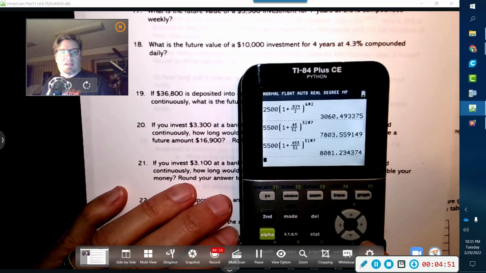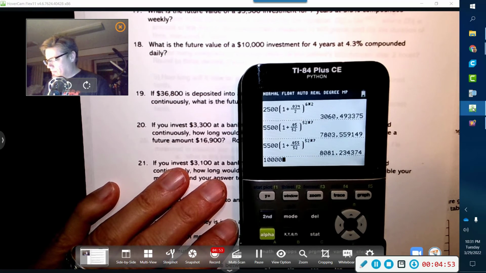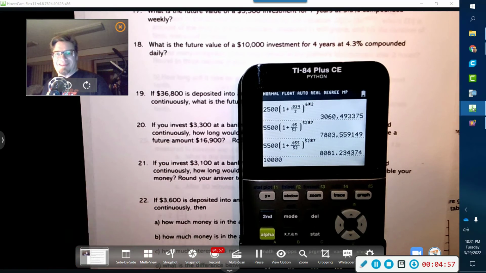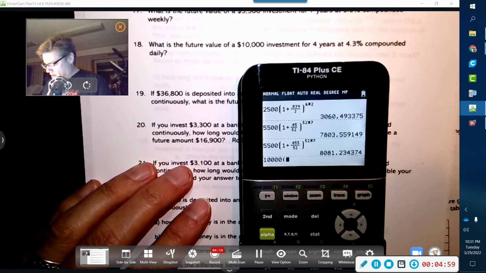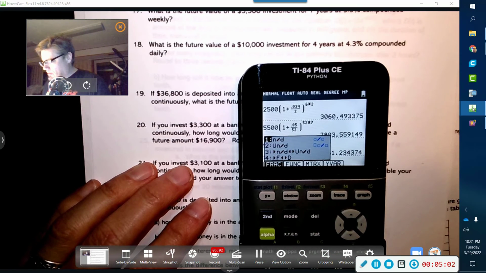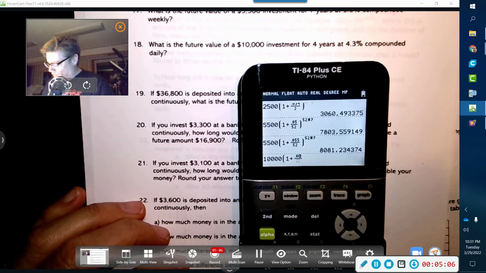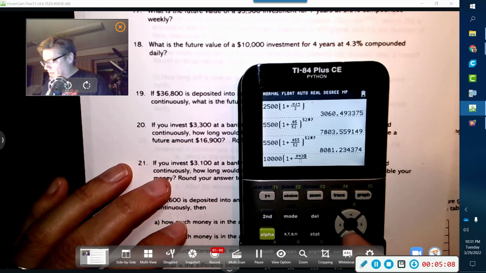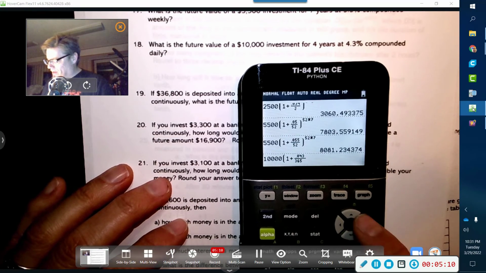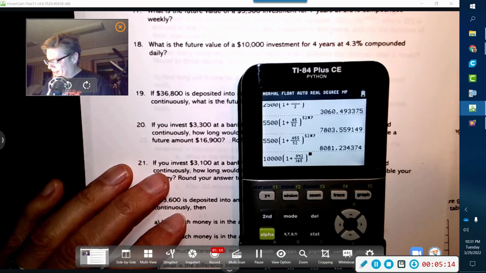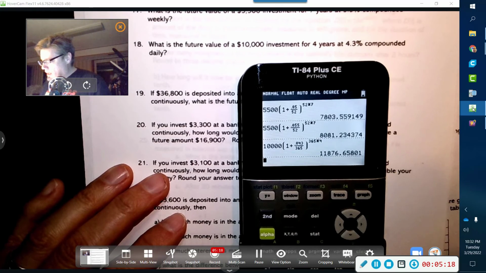Okay, next one. We've got $10,000 invested for 4 years at 4.3% compounded daily. Again, 1 plus, get that fraction bar, just to play it safe, make it look just like your formula looks. You're going to be doing this 365 times, and you're going to raise it to the 365 times the number of years that you're doing it. That's 4.